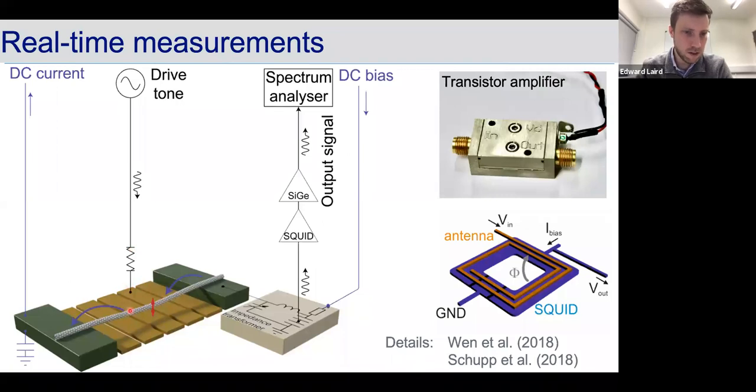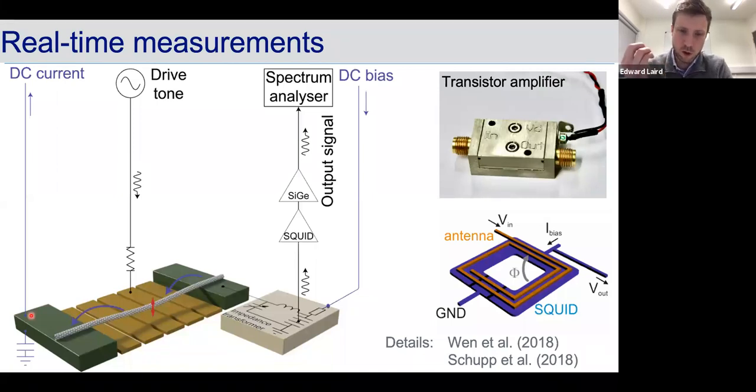Here is the device. It's sitting at the bottom of a dilution refrigerator. This is the gate through which we excite it. So we send in some drive tone here to start it moving. We apply a DC voltage bias across the nanotube so that a current flows. And then we want to measure 2 components of this. First of all, we want to measure the DC current, the average current, which we do by a standard low frequency current measurement technique.